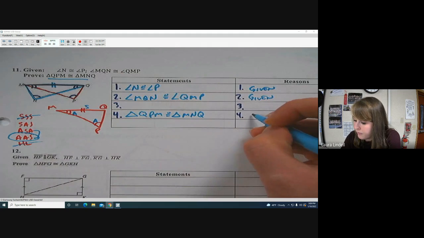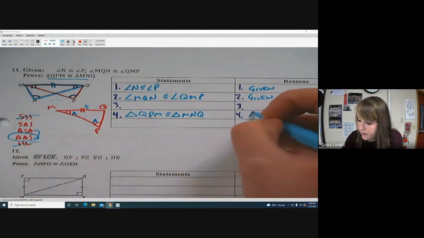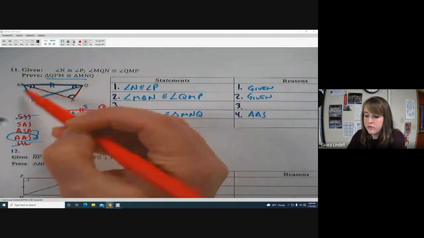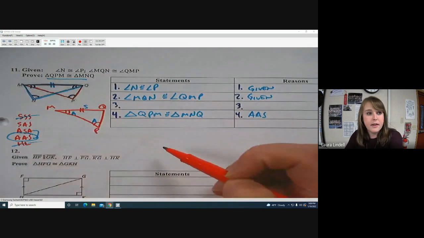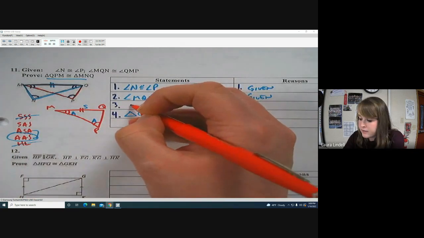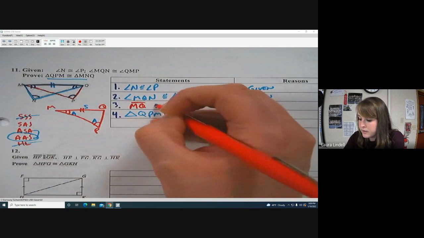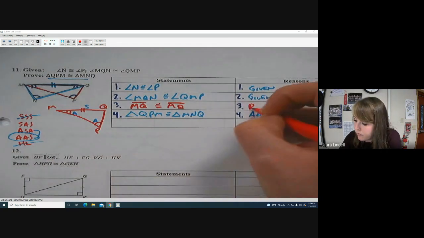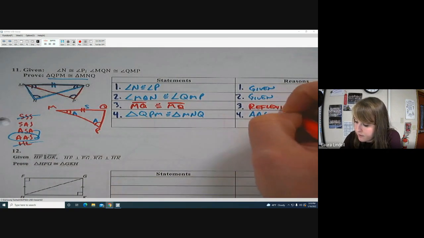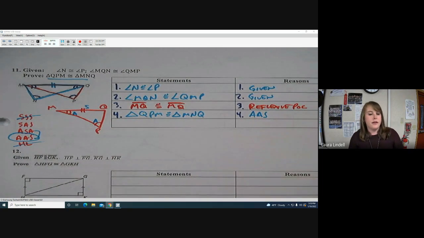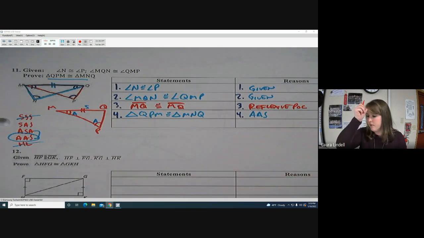And then for our last reason here, AAS. Okay, so now there's just one step left in the triangle proof, and there's one thing that we labeled in our drawing that we have not yet talked about in our statements, and that is this shared side. So remember, the way that we acknowledge shared sides is to go MQ is congruent to MQ, since that's our shared side. And that was the reflexive property of congruence, POC. And there we have it. There's a triangle proof using AAS.